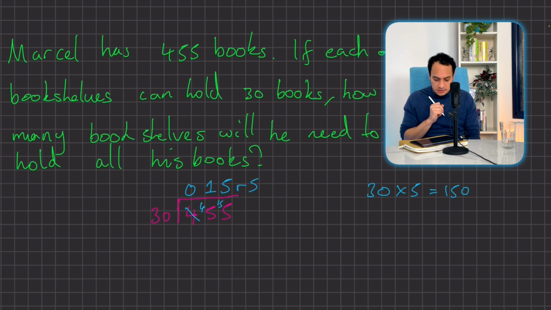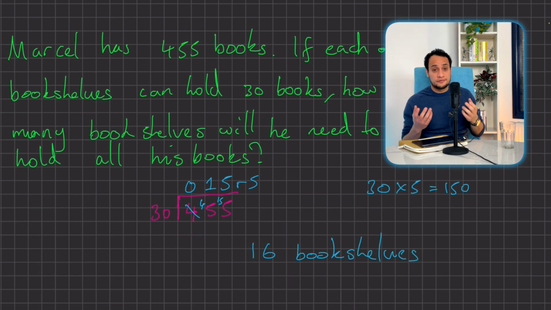In this special type of problem, our answer isn't actually 15 or 15 remainder 5, it's 16. Because we need the full bookshelf. We need to account for all his books. So including the remainders. So in this case, he'll actually need 16 bookshelves. A lot of people get thrown by this type of problem. Hope you found that useful.